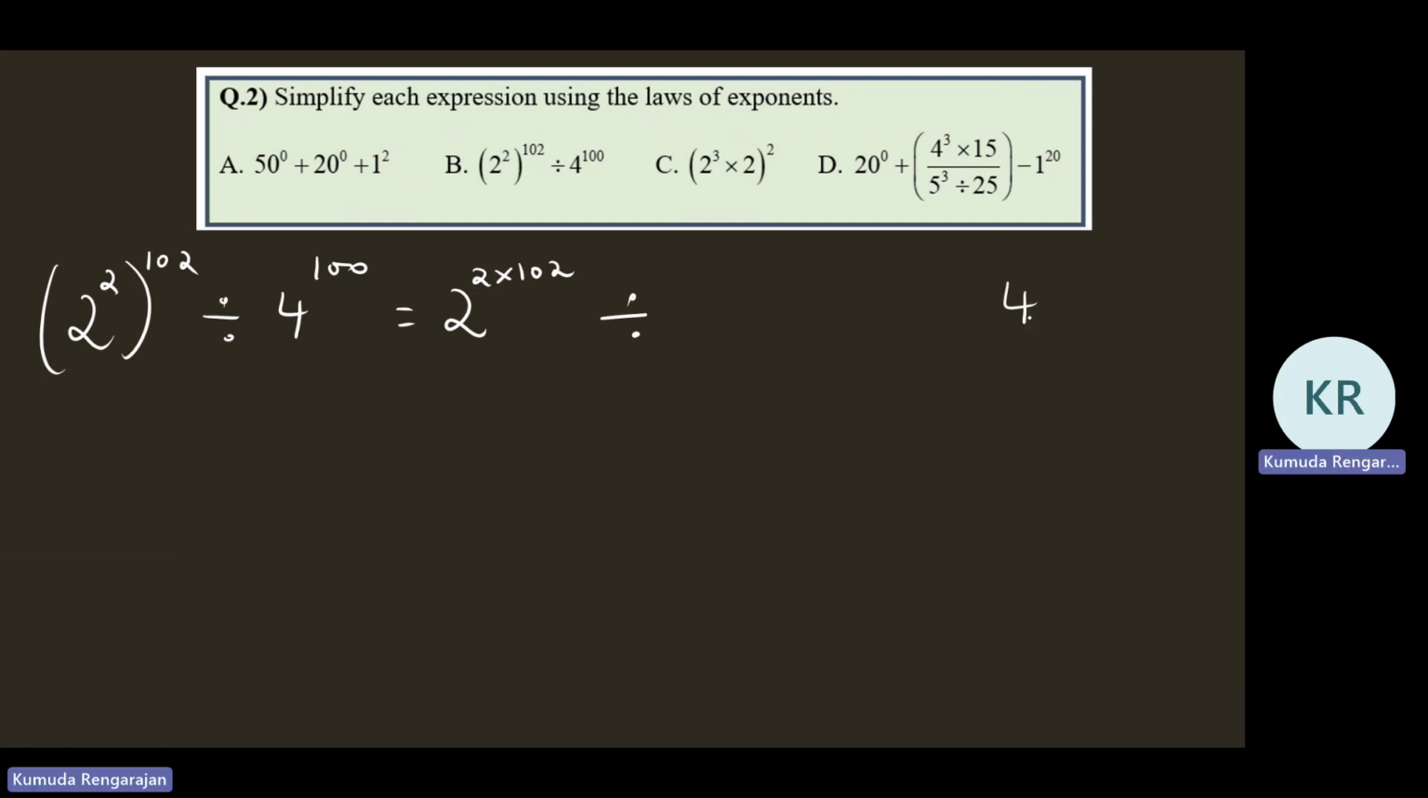4 can be written as 2 into 2. In exponential form, how many times should you write the 2? 2 to the power 2. Correct. When you practice, you will understand. Don't worry. So this 4 I'm writing as 2 square.